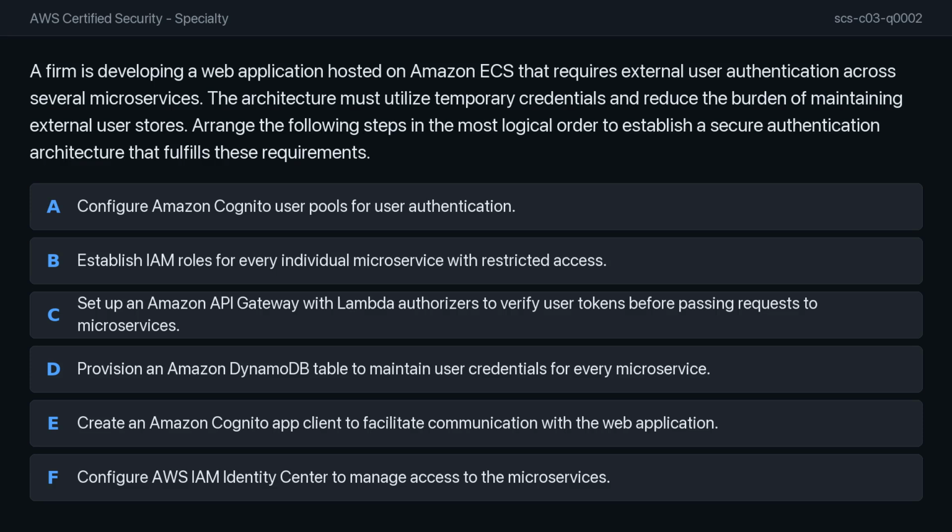Once tokens are issued by Cognito, setting up the API Gateway with a Lambda authorizer in step C provides a centralized, secure way to validate those tokens before any request reaches the backend services. Finally, establishing IAM roles in step B ensures each microservice follows the principle of least privilege.